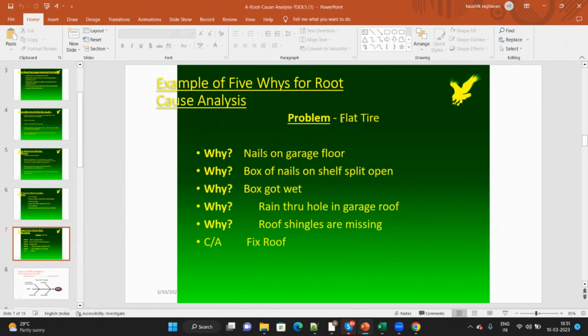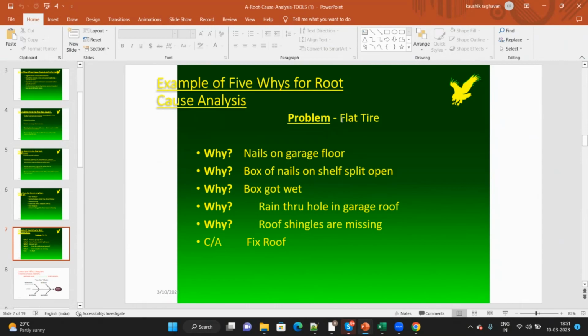Why did the box get open? Because the box got wet. Why did the box get wet? Because it got soaked in rain. Why did the rainwater come in? Because the roof was very weak. So what is the solution we can do? The solution we can do is to fix the roof.